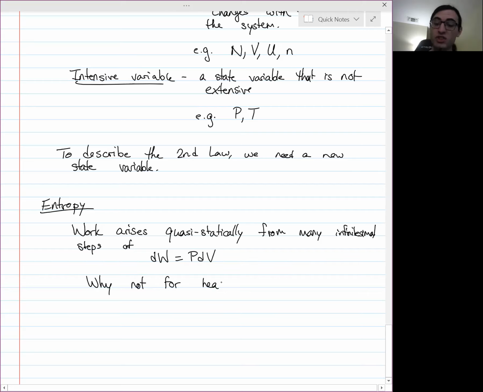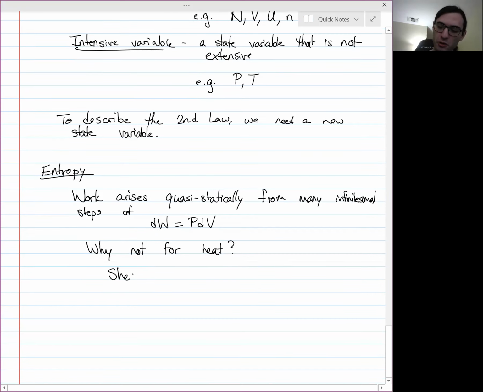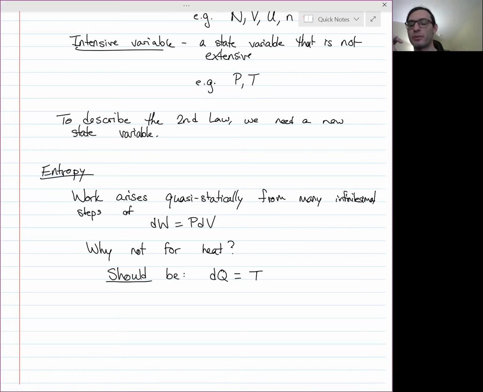So, in fact, such an expression does work. It should look something like the following. dQ equals, well, and I'll explain, quasi-static means... no, it doesn't mean internal energy is constant. It means that the system is never out of equilibrium. So it should be dQ equals T dS, and I'll explain this in a minute. So S is going to be our unknown new state variable.